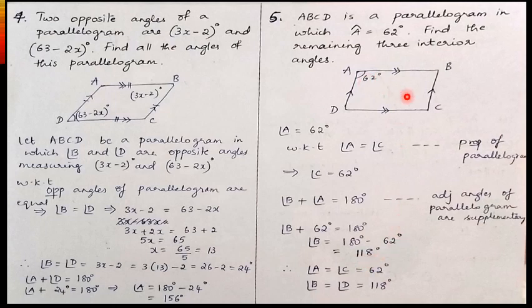So angle A and angle C are equal to 62 degree each. Then angle B and angle D are 118 degree each because these two are opposite and they are going to be equal. Hope it is clear to you all.